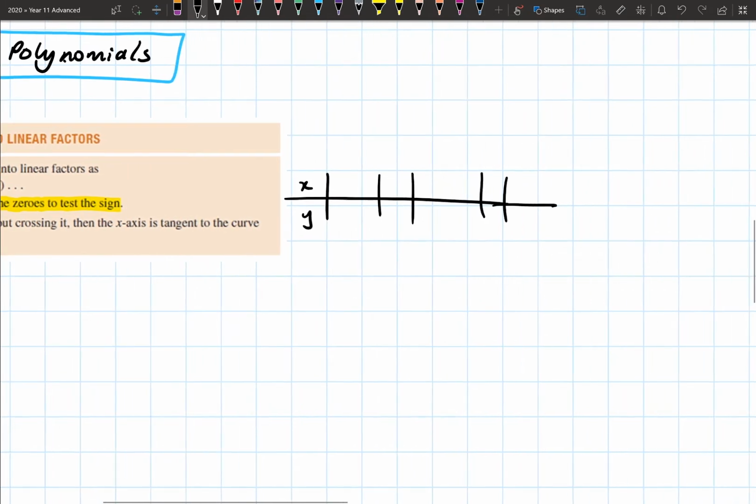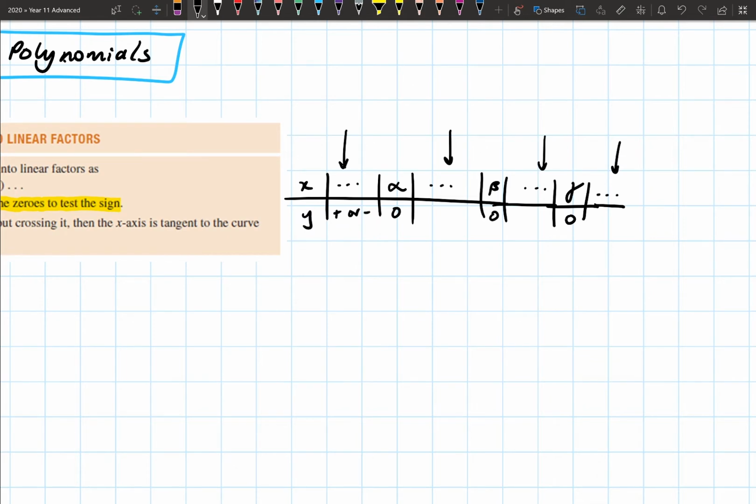So if I know that I have zeros at alpha, beta, and gamma, what I'm going to do is I'm going to draw up a table like this. I'm going to put dots in the values either side of it. I know that the y values are equal to zeros because they are the zeros. And what I'm going to do is I'm going to just substitute values in each one of these gaps and check, is it positive or negative?